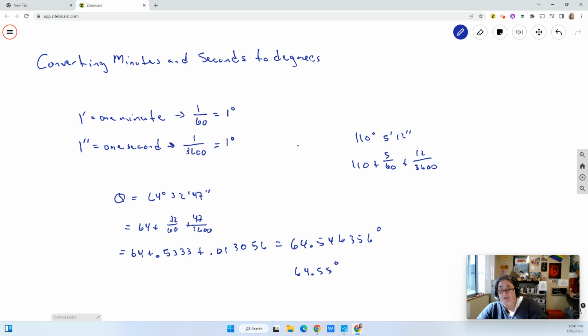But we are going to switch gears now, only slightly, and we are going to talk about arc length and how we find the arc length of, well, of an arc, really, right? Of an arc as part of a circle.